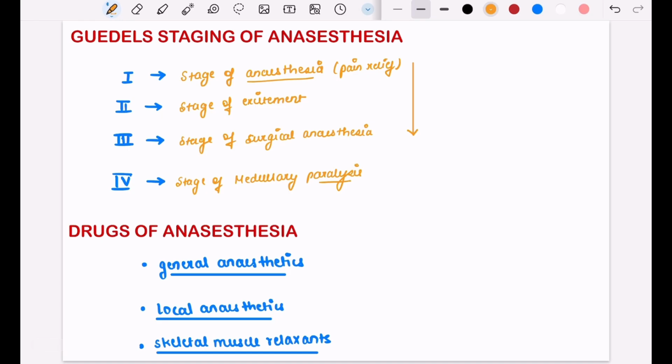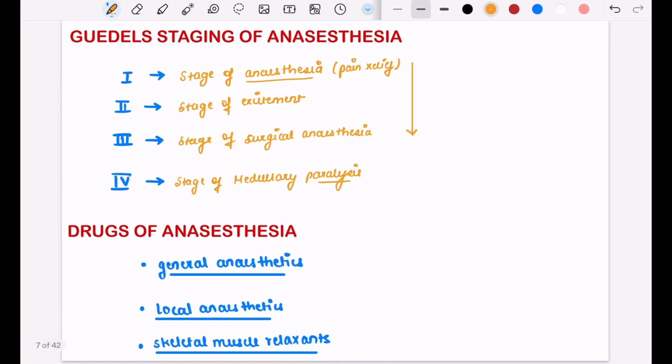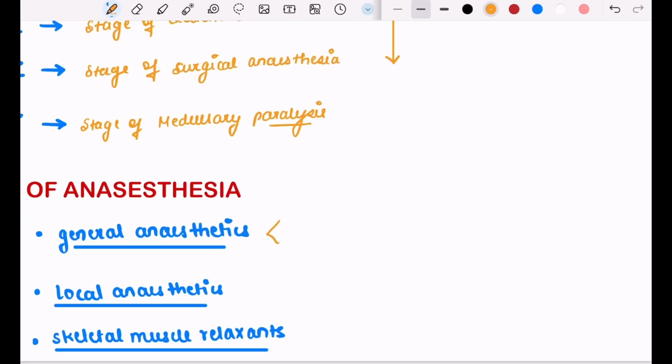The drugs used in anesthesia are general anesthetics, local anesthetics, and skeletal muscle relaxants. The general anesthetics are of two types: inducing drugs and drugs used for maintenance. The inducing drugs are generally IV, while the maintenance drugs are generally given by inhalational route.